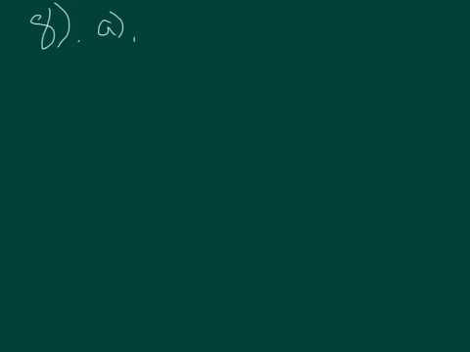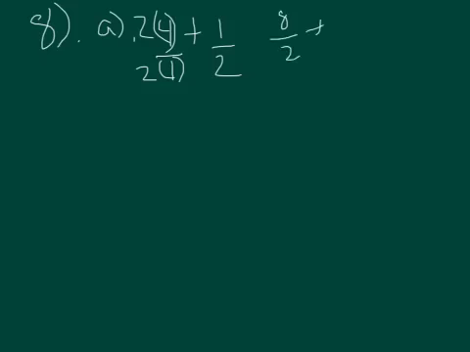So for A, we had 4 plus 1/2. If we know the LCD here is going to be 2, so 2 goes in 1 twice. Multiply those and I get 8 over 2 plus 1/2, which is of course going to be 9 over 2, which is of course going to be 4.5. I'm going to change that improper fraction back to mixed. Hope you can read that. Let's see if I can erase that.